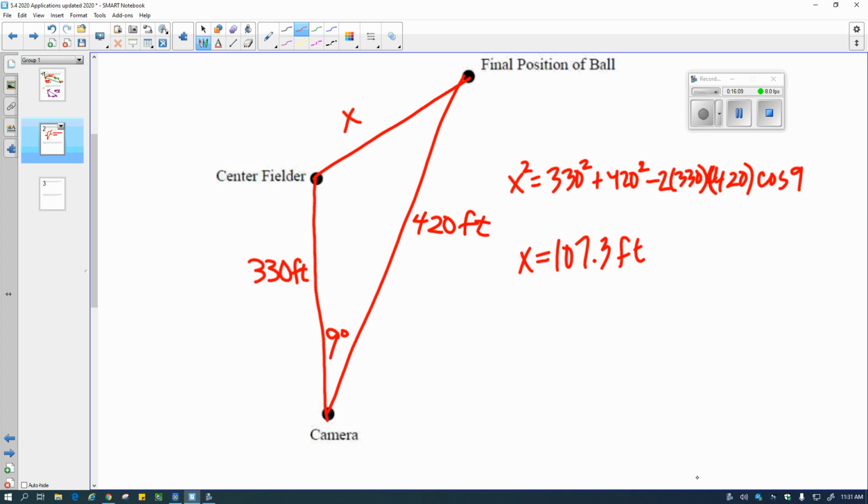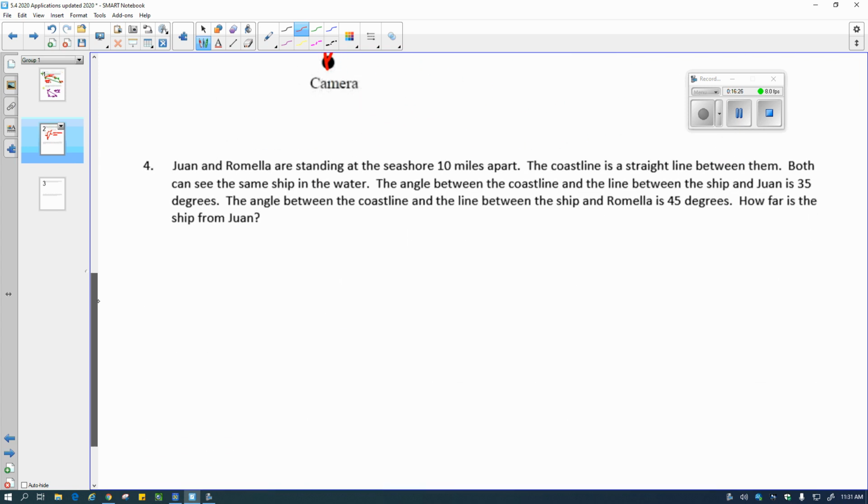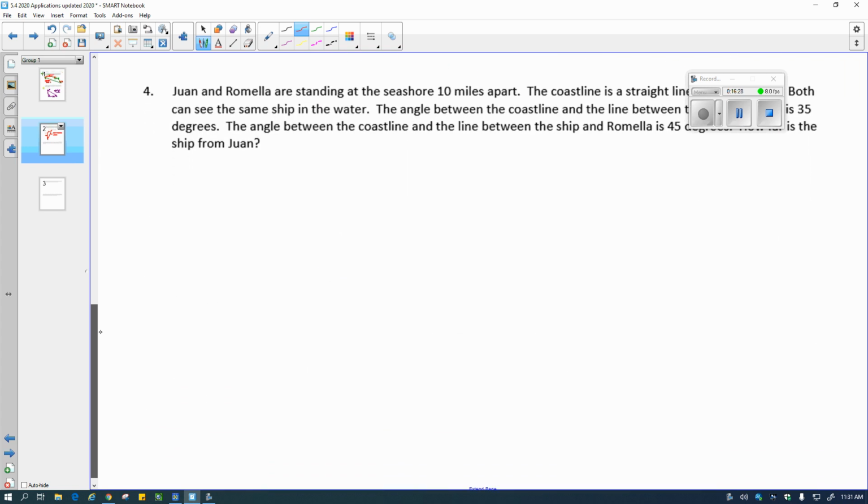And again, at this point, we can do one, we can do two, we can do all three or whatever. But let's just start with, I want to just go on to the next, let me see. What do I have on this one? Juan and Ramella, seashore. Yeah, we can do that one.